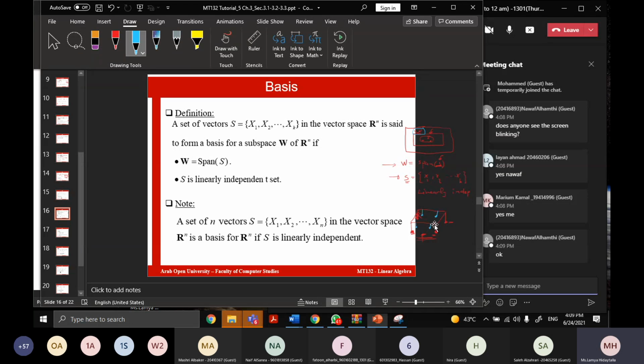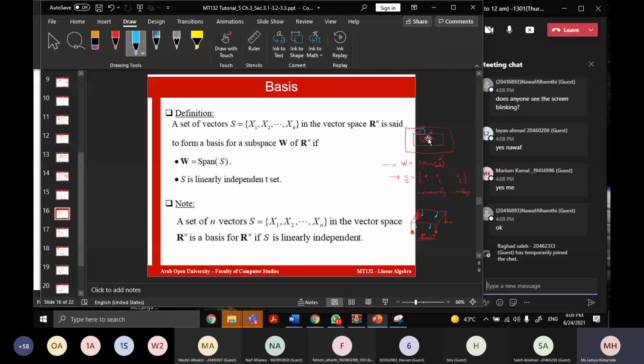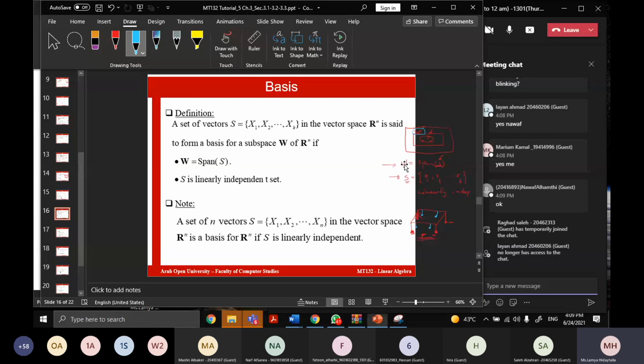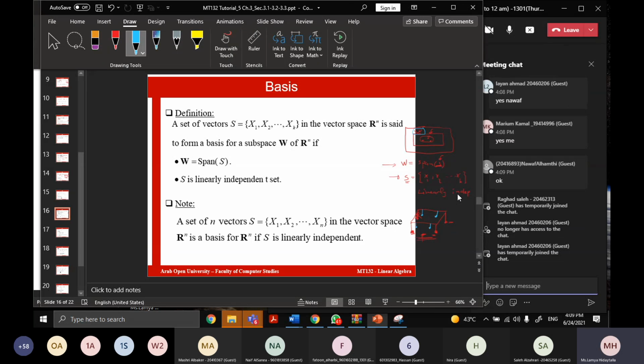Now, again, these are new bases for the same system, correct? So the same system can have different bases. You got it? Any set that can generate the space by doing linear combinations, and that is linearly independent, we call them bases. Clear? Okay.